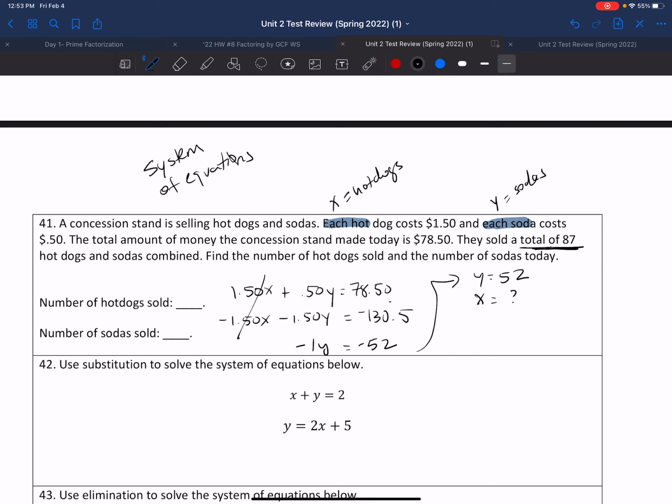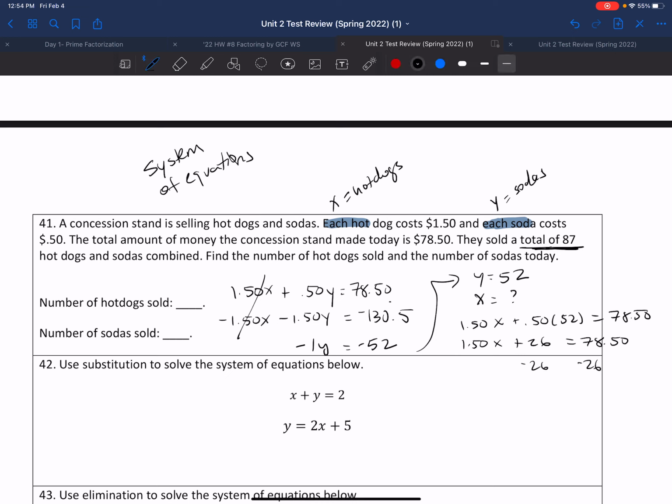So I have 1.50x plus 0.50 times 52 is equal to 78.50. And 0.50 times 52, that's just saying 52 divided by 2, right? That's the same thing. So that's 104. So I'm left with 1.5x plus 104 is equal to 78.50. What did I do wrong here? That's not right. No. 52 divided by 2 is 26. There you go. And then I'm going to subtract both sides by 26.